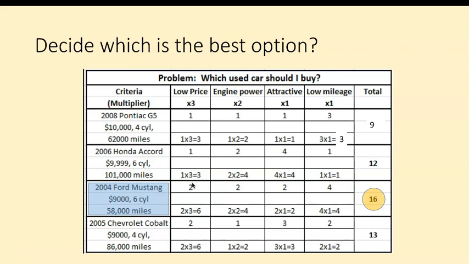The Ford Mustang got me 16, and the Chevy Cobalt got me 13. So looking at those numbers, according to the PACE decision-making model, my best option for getting a new car is the Ford Mustang. Now, maybe that's what I would have thought from the beginning. Maybe it's not what I thought at all. But this has, again, eliminated some of my own personal bias and some of my emotion with it, and it's showing me what's the best option.